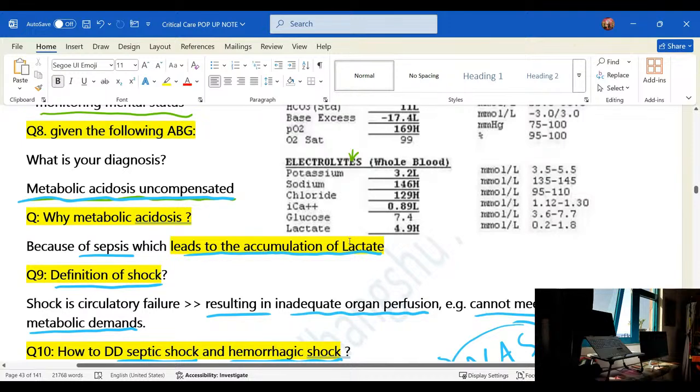Remember, after aerobic glycolysis stops, anaerobic glycolysis starts, and there will be formation of toxic metabolites, and this lactate accumulates in the myocardium, causing ultrastructural changes. So lactate accumulates everywhere there is sepsis or lack of oxygen supply. The sepsis leads to accumulation of lactate, which causes lactic acidosis, metabolic acidosis.